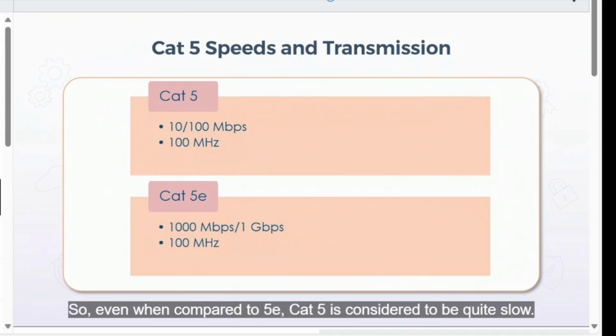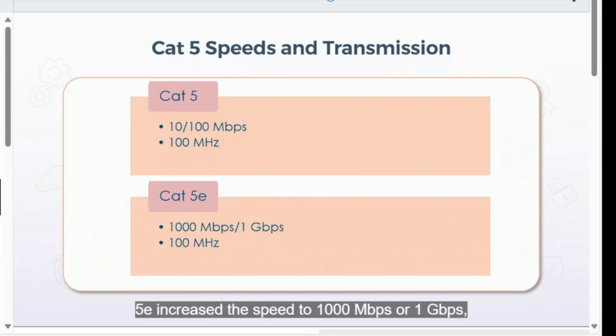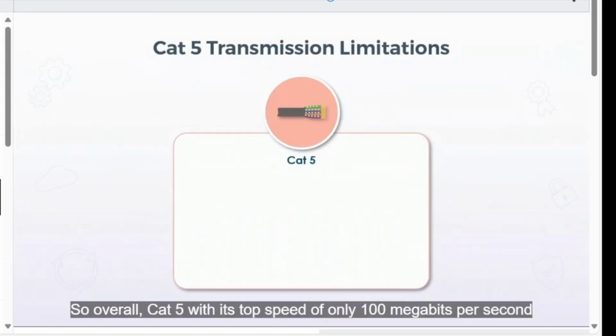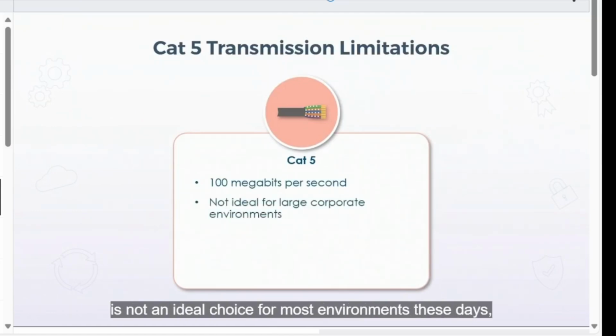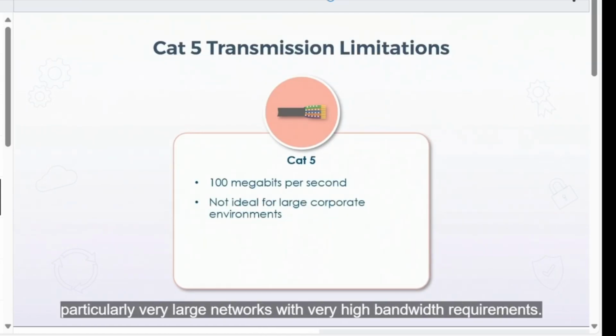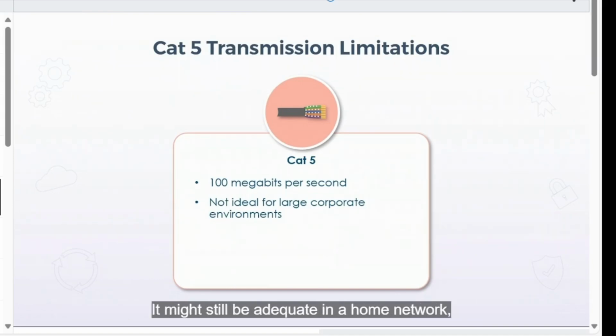So even when compared to 5E, Cat 5 is considered to be quite slow. 5E increased the speed to 1000 megabits per second, or 1 gigabit per second, but still used a transmission frequency of 100 megahertz. So overall, Cat 5, with its top speed of only 100 megabits per second, is not an ideal choice for most environments these days, particularly very large networks with very high bandwidth requirements. It might still be adequate in a home network, and I'd say that if you do encounter it, that would be the more likely location.